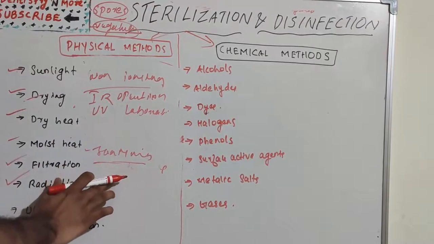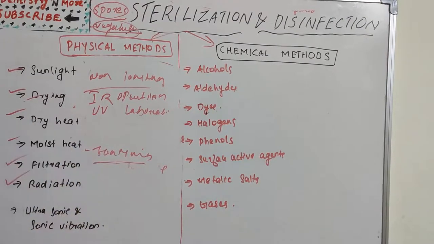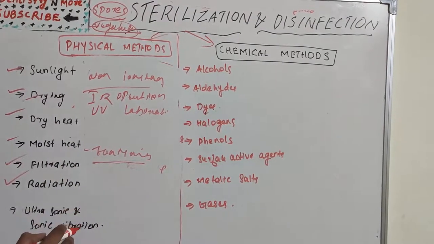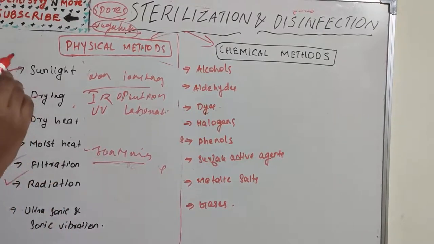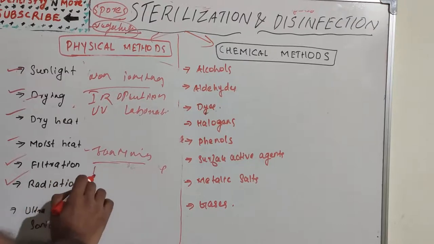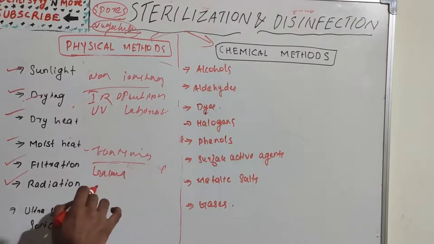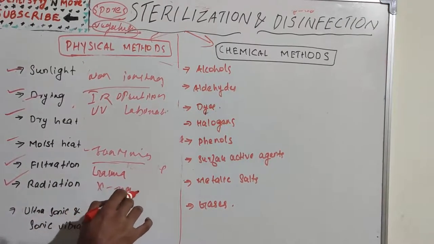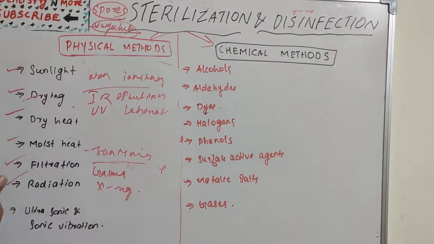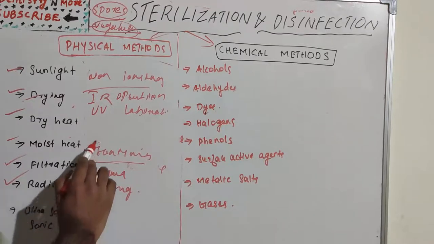Whereas ionizing radiation uses shorter wavelength, high intensity radiation with high penetrating power to destroy microorganisms. This radiation can come in the form of gamma rays or X-rays, which react with the DNA, resulting in damage to the microbes. Since there is no appreciable increase in temperature, it is also known as cold sterilization.